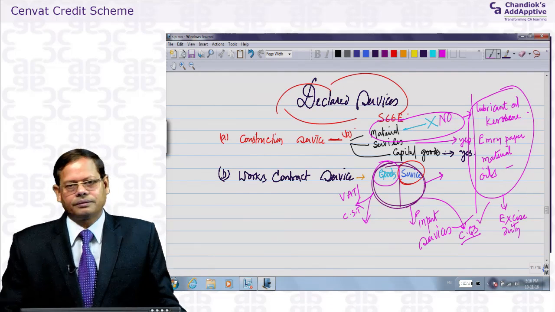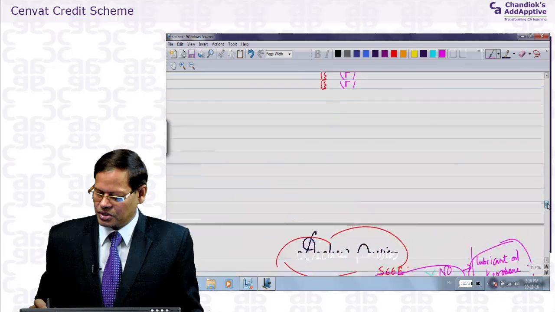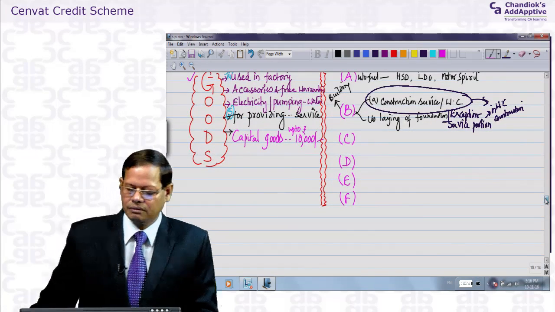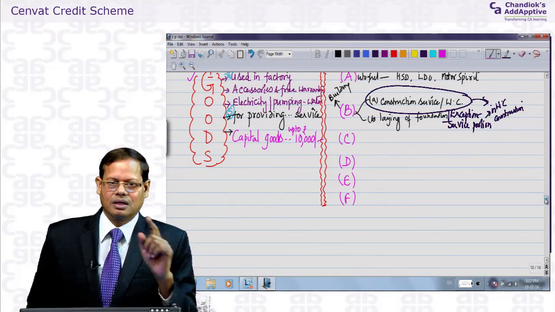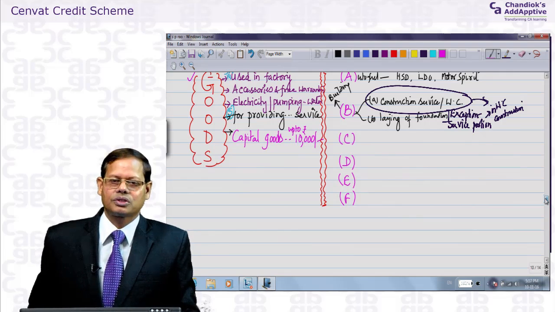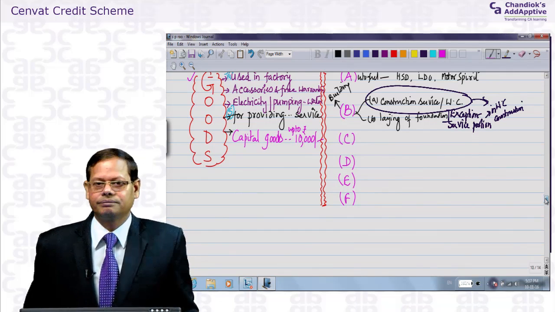So, qualification, disqualification number 1, number 2, that is D. B means building, construction service, laying of foundation, etc., unless the goods are used in service portion of execution of works contract or construction service under 66E B.